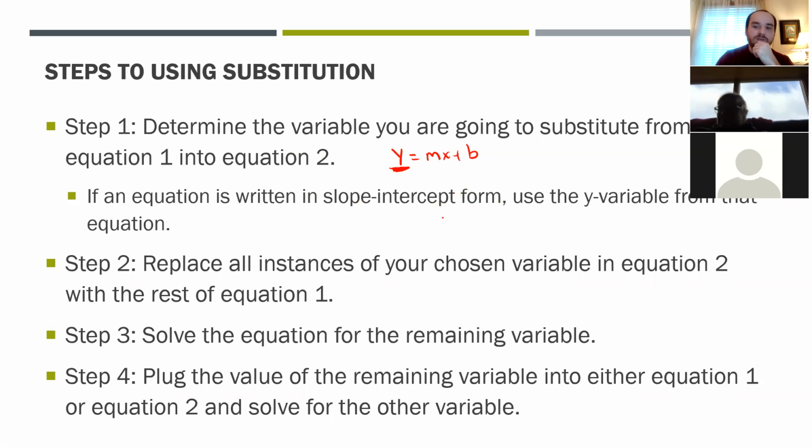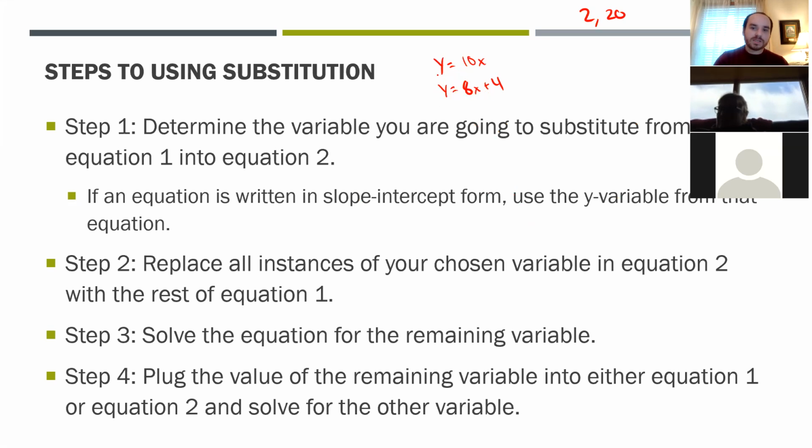If an equation is written in slope-intercept form, you can use the y variable from the equation. So like I said, that's the one that I was just talking about up there. Step 2 is to replace all instances of your chosen variable in equation 2 with the rest of equation 1. What this means is, let's say I have y equals 10x and y equals 8x plus 4. We already know that the solution to this is 2 comma 20. But what we want to do is solve this using substitution now.